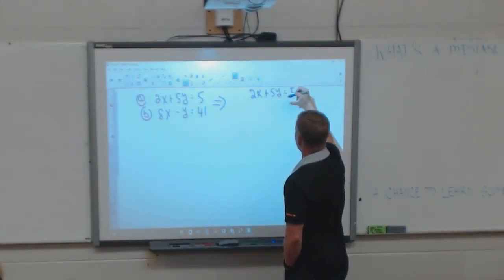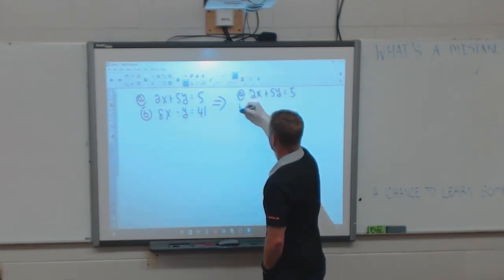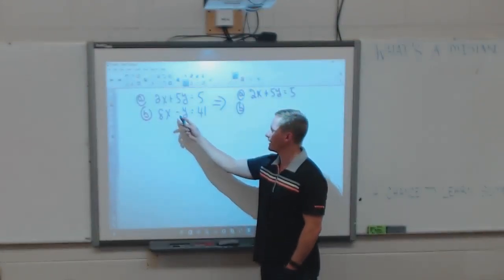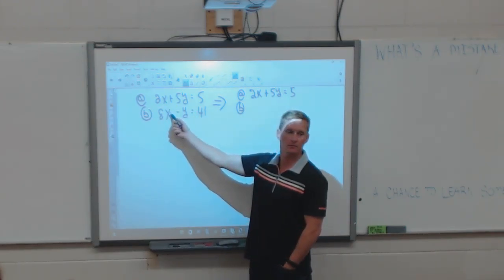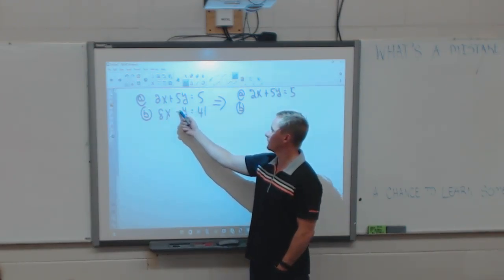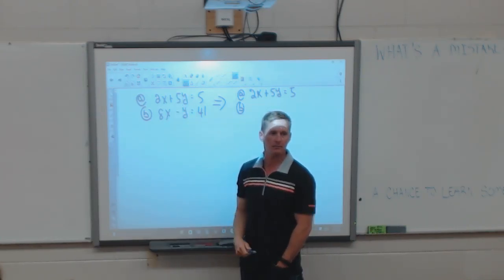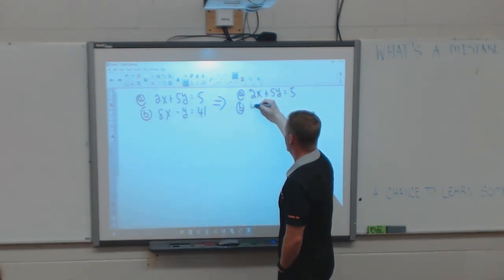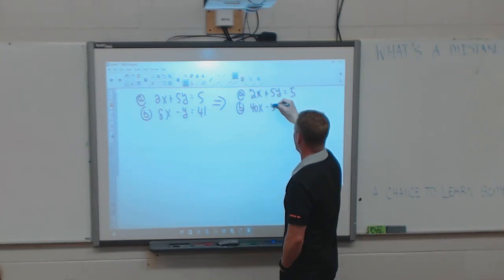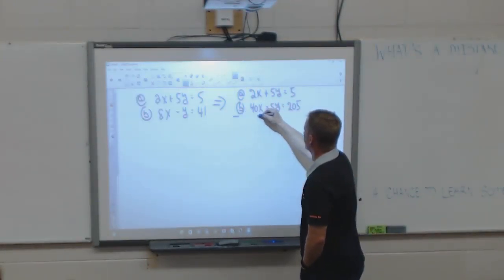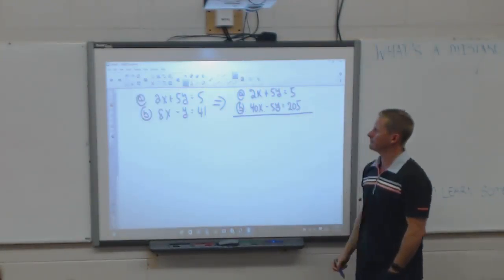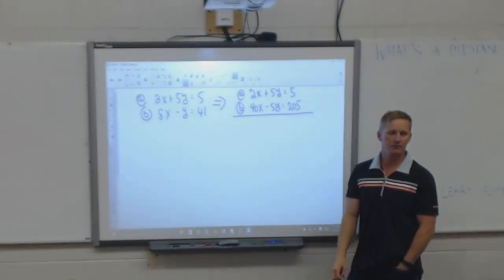Because I have the opposite sign and only a singular y here, I'm going to multiply this whole equation by 5, so that this and this are opposite. So I get 40x minus 5y is equal to 205. Does that all make sense? So I times this, and this by 5.